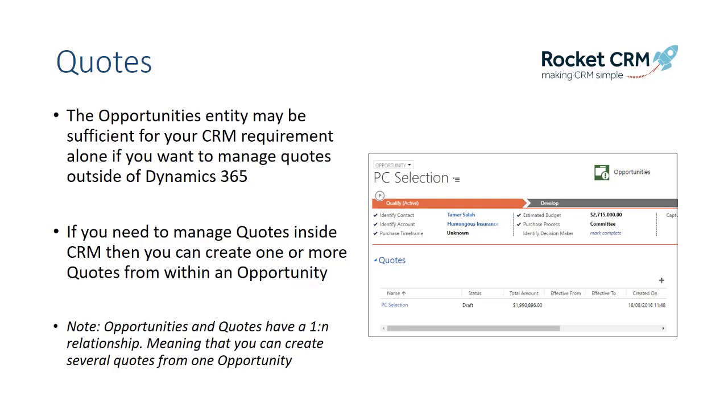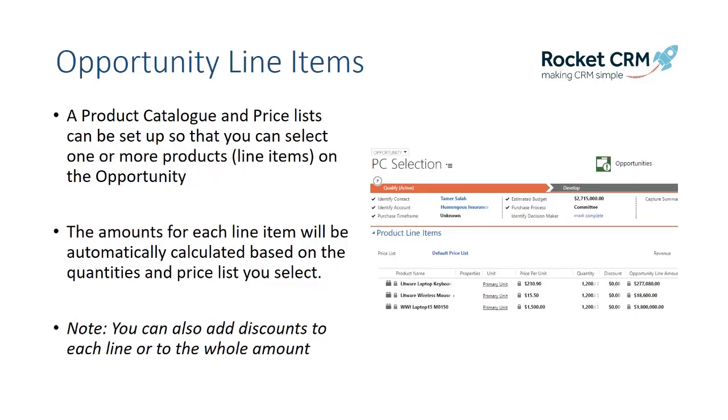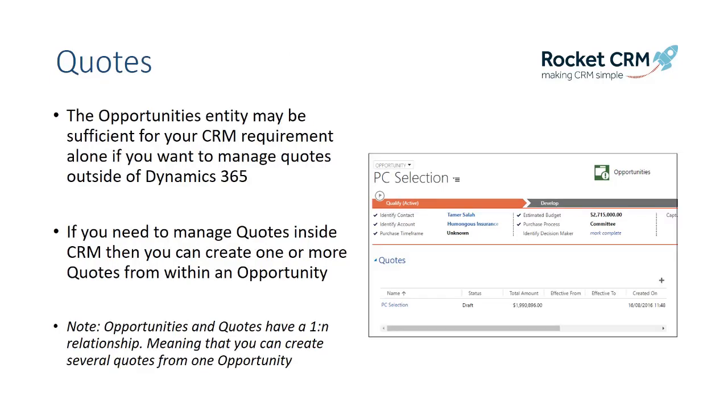Then you've got quotes. How does that work? Well, the quotes entity might be something you don't need actually, because the opportunities entity may be sufficient for your CRM requirement alone. If you just want to manage your quotes outside of Dynamics 365, so if we just go back a step, if you just wanted to manage your line items in the opportunity and then do a quote separately outside of Dynamics 365, that's entirely up to you. If you want to manage it within Dynamics 365, there's a quotes grid on the opportunity, and a quote is a child record of the opportunity.